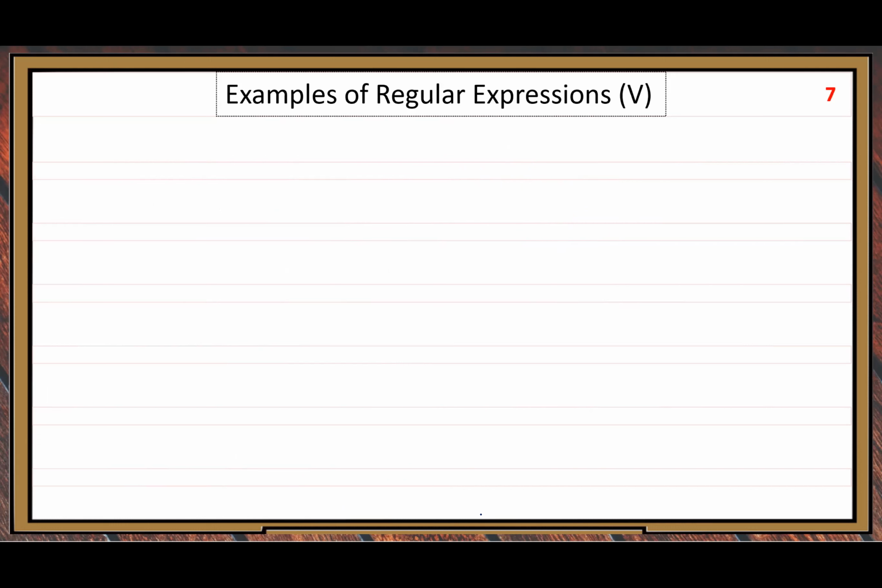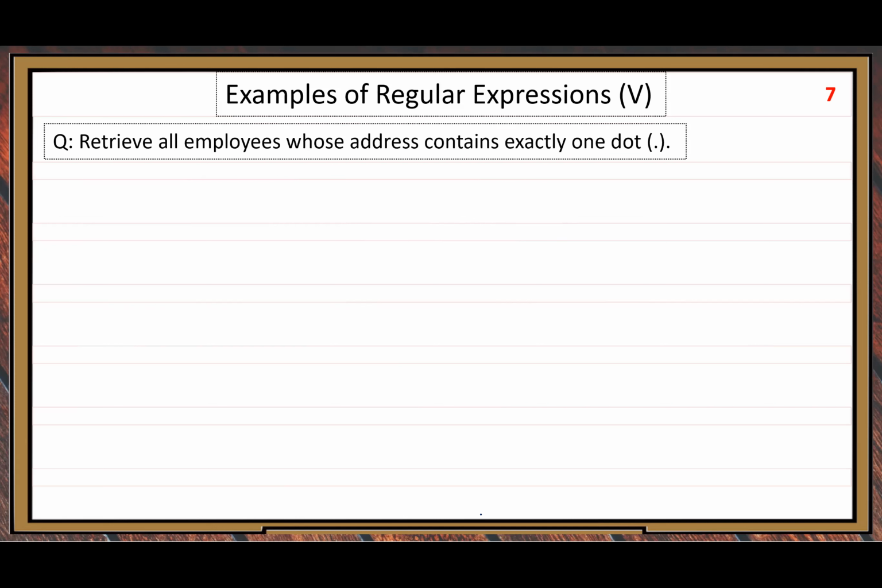Part 5. Now part 5. All right. Question. Retrieve all employees whose address contains exactly 1 dot. Here it is hard because dot, we know, has a special meaning, right? Dot has a special meaning. Now here we want to use the literal dot. Think about that, literal dot.